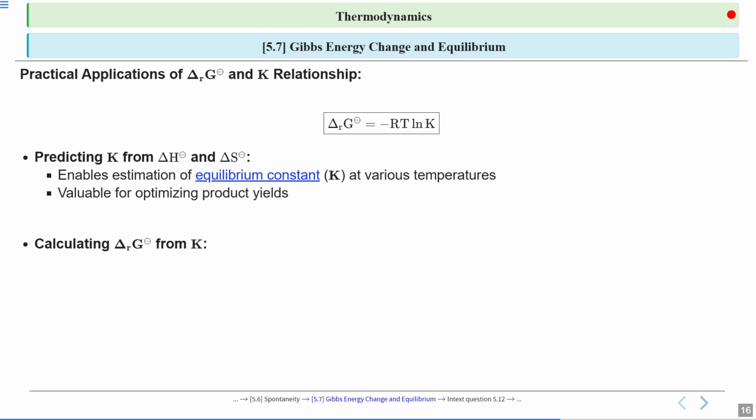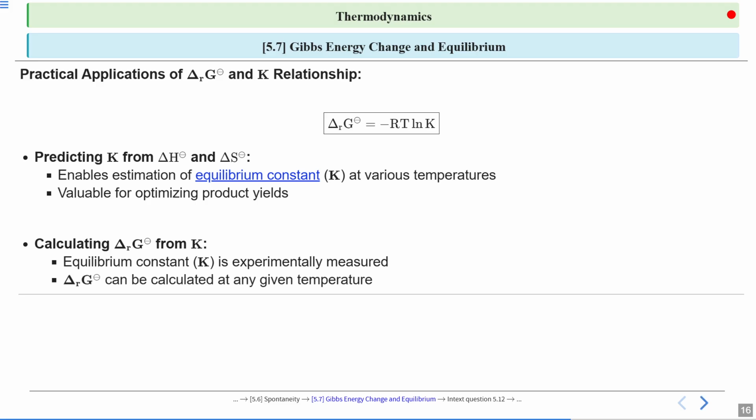And what is the second thing? We can calculate the Gibbs free energy change at standard condition from the equilibrium constant, from our equation, which is delta G naught is equal to minus RT ln K. And K can be easily deduced from the experimental result. So this is the basic use of this equation.